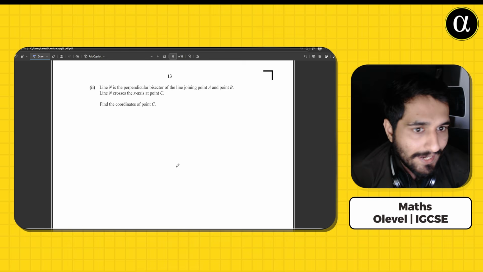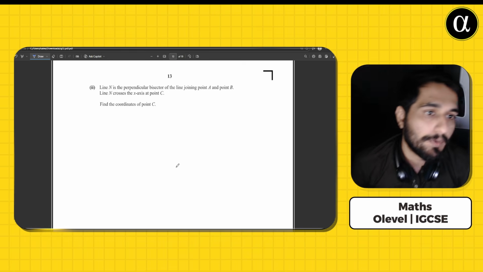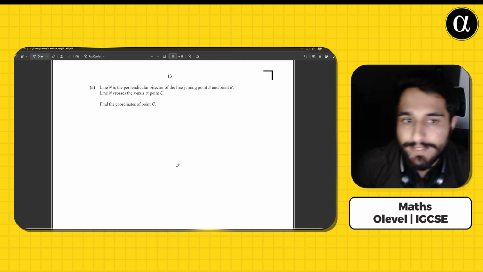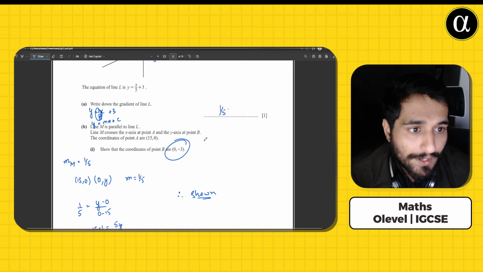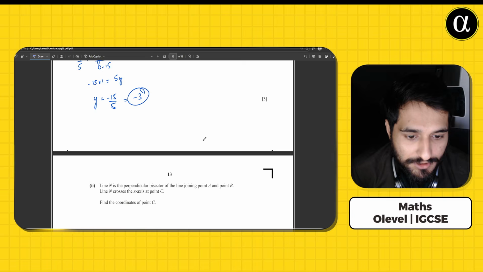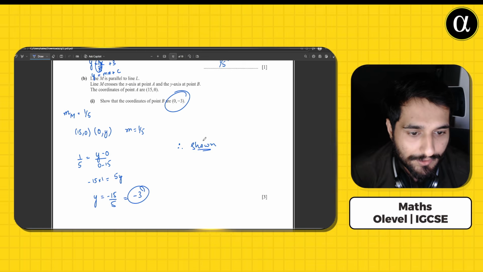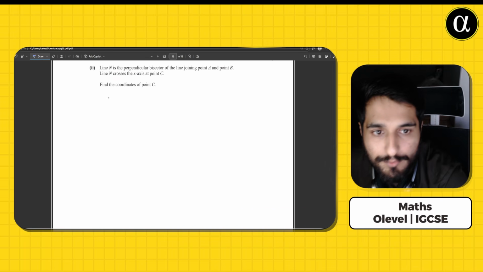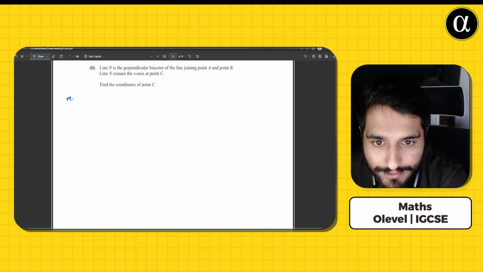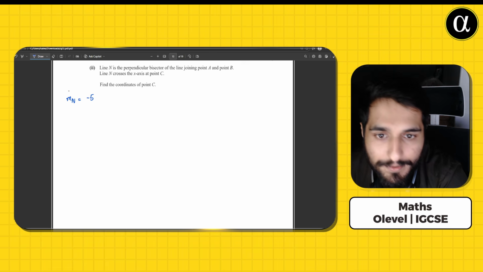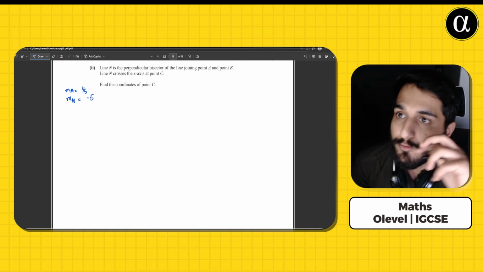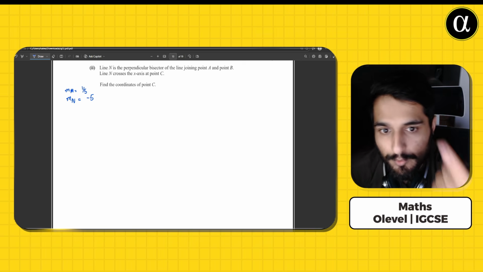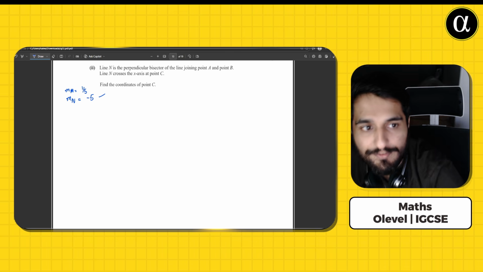Part 2 says line N is the perpendicular bisector of the line joining point A and point B. Line N crosses the x-axis at point C. So the gradient for line N is going to be minus 5, because the gradient of M was 1 over 5. We know that the gradients of two perpendicular lines are always negative reciprocals of each other.